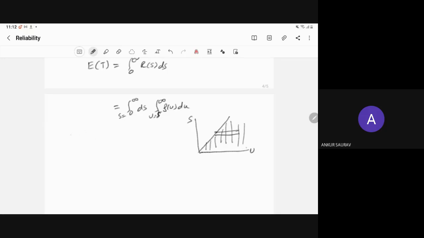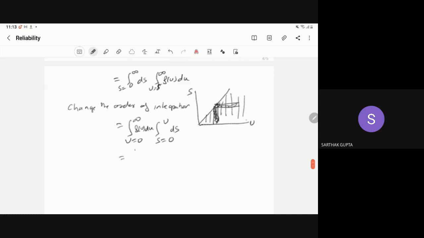Now change the order of integration. For changing the order of integration, we have to change the direction of the strip. When we change the direction of the strip, for covering the same area, we write the limit of u first and the limit of s next. So s will become 0 to u, and u will become 0 to infinity.